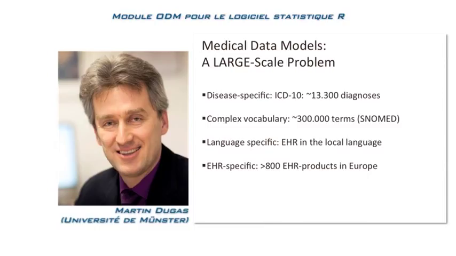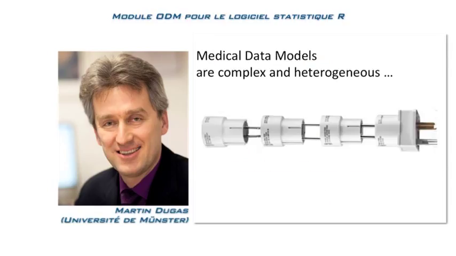And it is also EHR specific. Currently, in Europe, we still have a very large variety of EHR software products. There are more than 800 different products for about 10,000 hospitals available. And last, these medical data models are trial-specific. In clinicaltrials.gov, we have more than 150,000 trials, and typically you have more than 1,000 data items per trial. So this is very obvious, given your experience and background, that medical data models in trials are complex and heterogeneous.